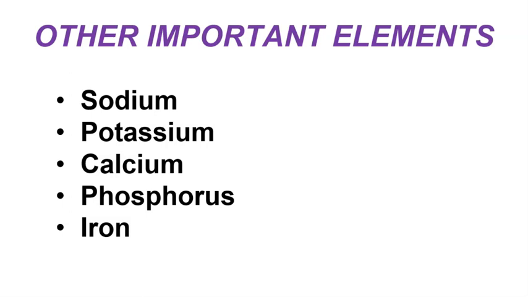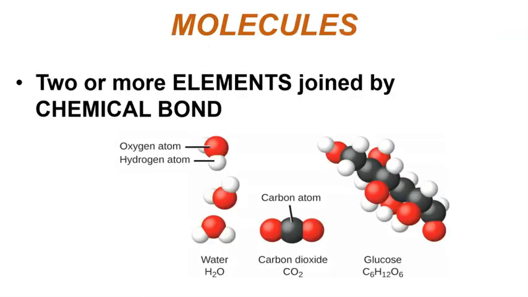And finally, we have iron, and iron atoms are found primarily in our red blood cells. They are an important part of a protein called hemoglobin, and it's the iron in the hemoglobin that's responsible for binding and carrying oxygen in our bloodstream. So we saw a couple of important elements.